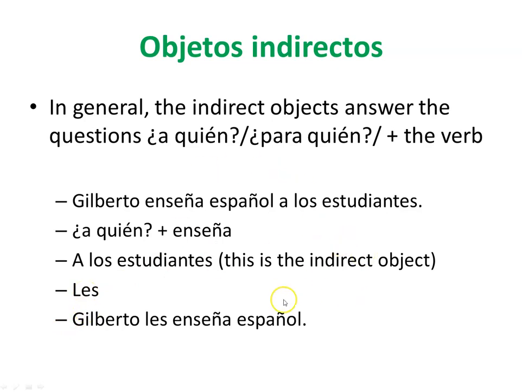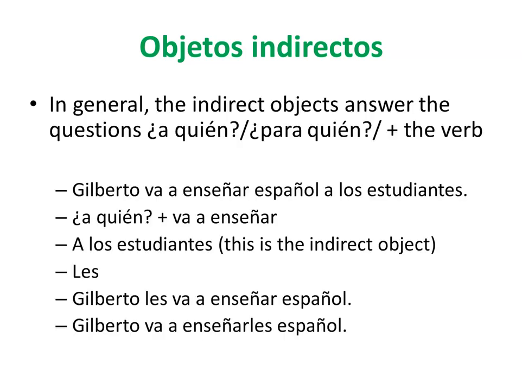So, in order to replace the objeto indirecto, the rule says before a verb that is conjugated. In this case, we just have one verb, which is enseña, and is conjugated. So, Gilberto les enseña español. We have it here. Okay? Let's continue with more examples.